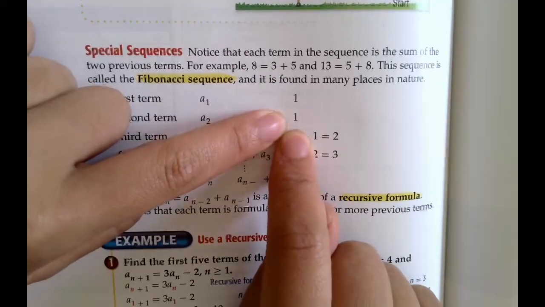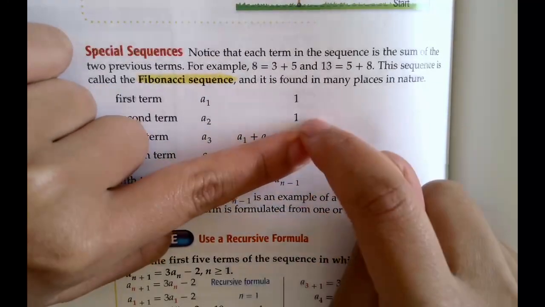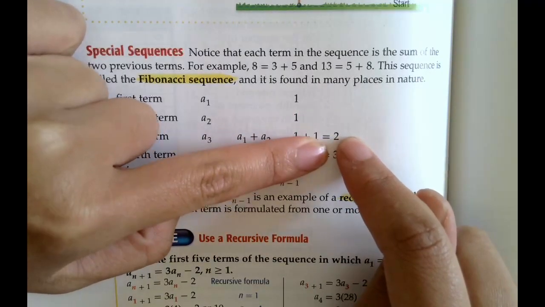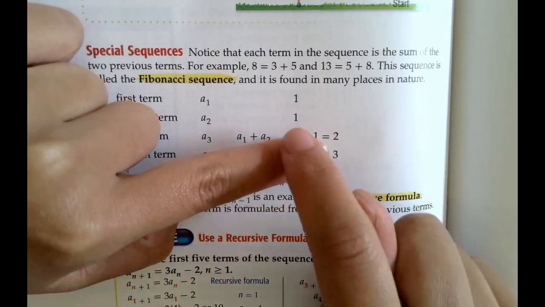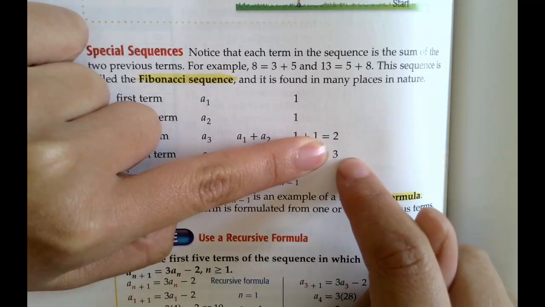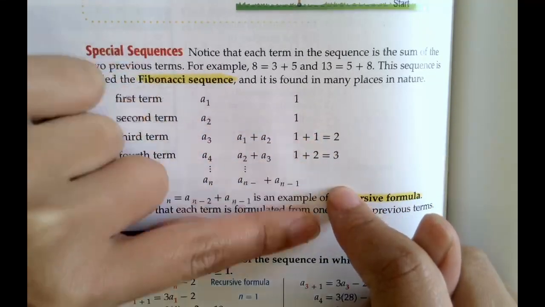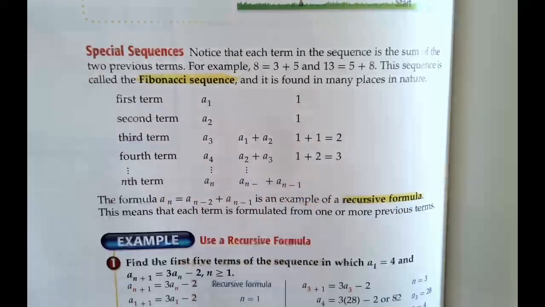Okay? Then the next term is the previous two terms, so 1 plus 1, and so that becomes 2. And then the next term is the previous two terms added together, so 1 plus 2 is 3. And then the next term after that, 2 plus 3, and that's why it's 5, and then after that it's the 3 plus 5, and that's 8.